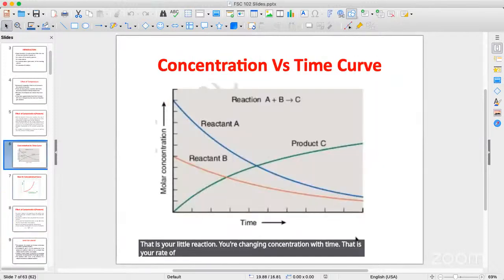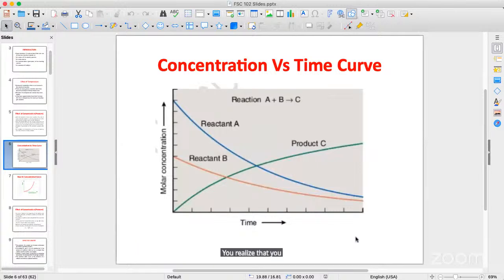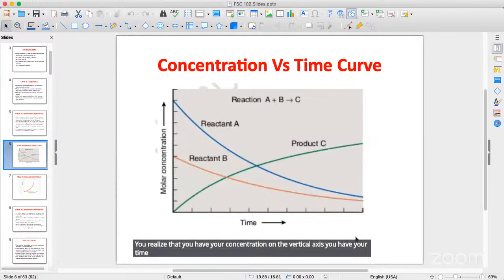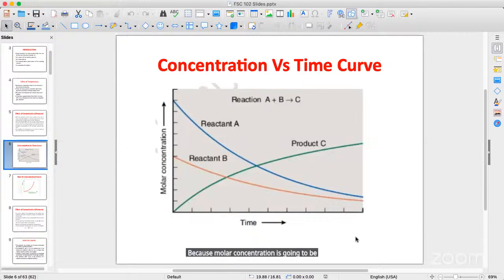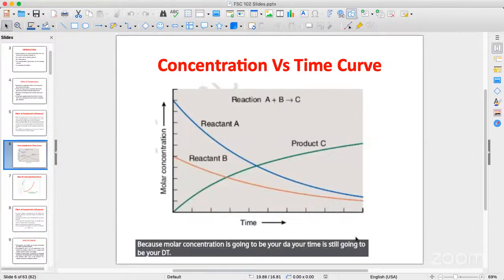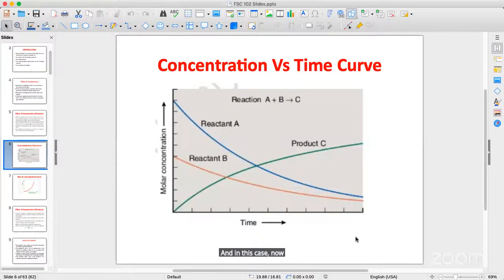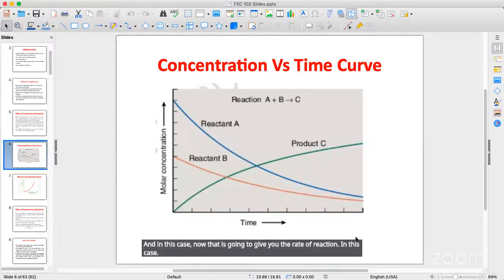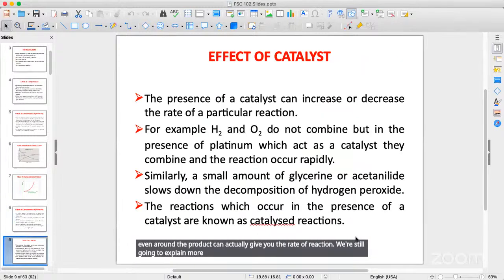And if you come back here, you realize that you have your concentration on the vertical axis and your time on the horizontal axis. If you divide the vertical by the horizontal, that will still be your dA/dt, because molar concentration is your dA and your time is your dt. That is going to give you the rate of reaction. What we're saying is that drawing a tangent around the reactant or even around the product can give you the rate of reaction. We're still going to explain more about that.